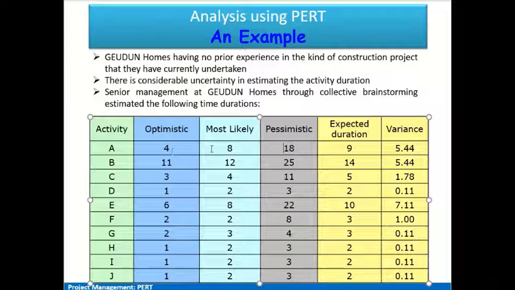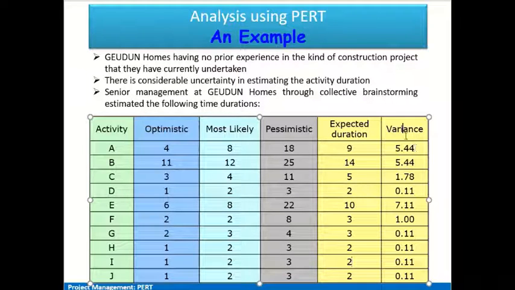So 4 plus 4 times 8, that is 32. 32 plus 4 is 36. 36 plus 18 is 54. So that divided by 6 gives us 9. So we get the value of the expected duration. Similarly, this quantity plus 4 times this quantity plus this quantity, and the whole summation divided by 6, gives us the expected activity duration time, and we get it for all these activities over here.